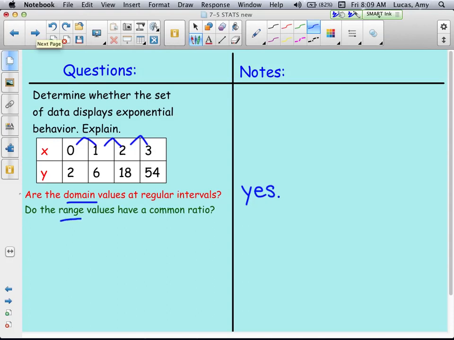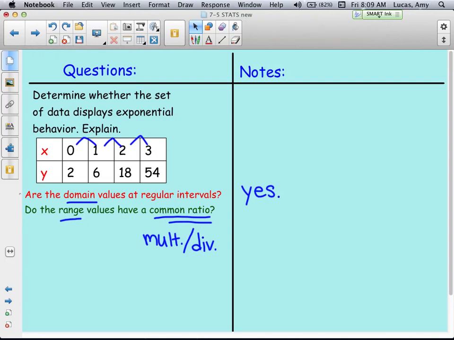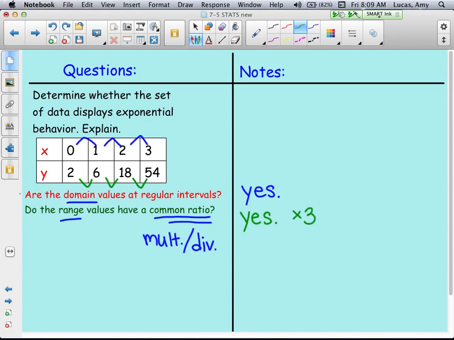Then the range values, they have to have a common ratio, so that is a multiplication or division pattern, like when we were learning about geometric sequences. And remember, if it was a division pattern, we did learn how to write that as a ratio that's being multiplied. It just happened to be a fraction. So times 3, times 3, times 3. So I'm going to say yes. So it's multiplied by 3 each time.